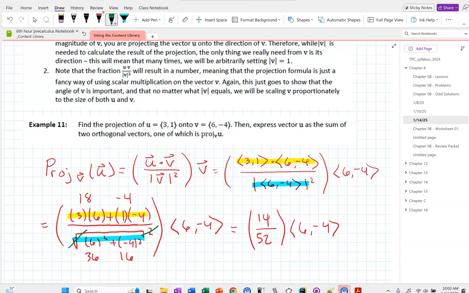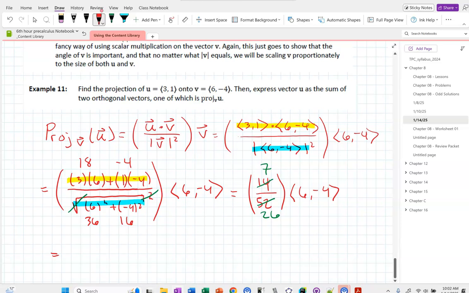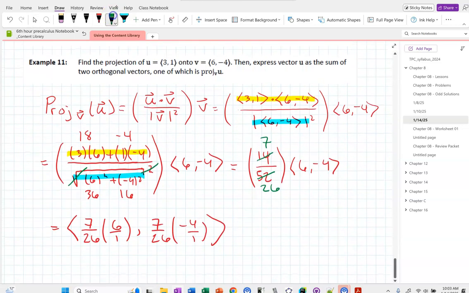So far, so good. I notice 14 over 52 can reduce to just 7 over 26. Then I'll do my scalar multiplication. And again, I notice that I can reduce each one of those parts.